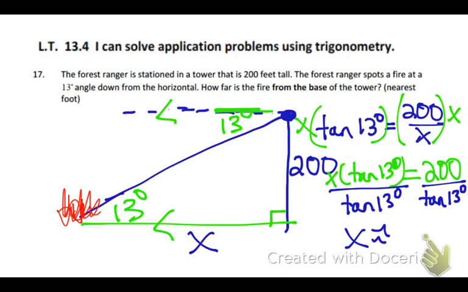So 200 divided by tangent 13 degrees. What does it say to round to? Nearest foot. Okay, so it's about 866 feet.